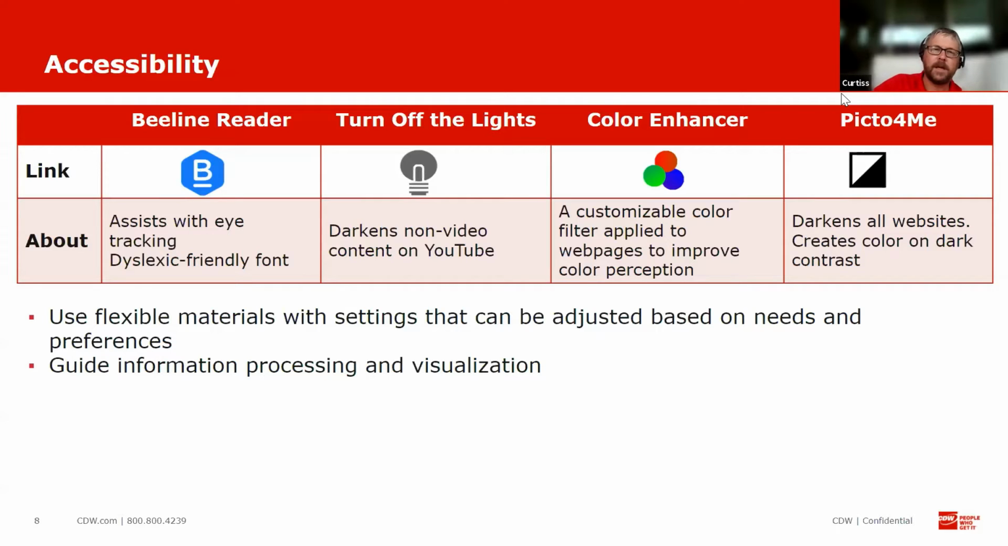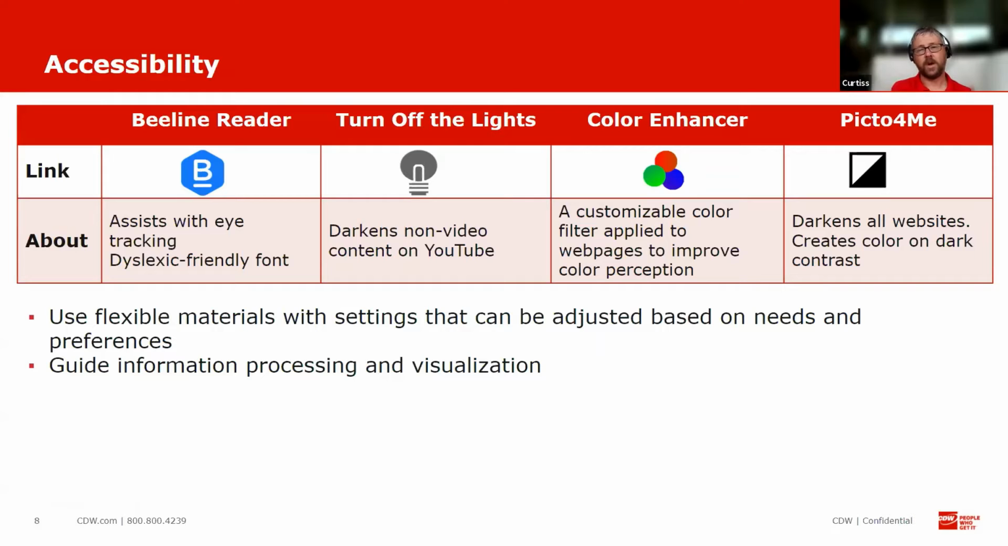So the first one to look at is Beeline Reader, and Beeline lets you do 100 different things, and it's a great program. I will say of all the ones here, even though I'm going to show you the free version, there is a paid version that you will have to look at getting to at some point. They only allow you to use the free version for so long. Turn Off the Lights: if you're on YouTube and you want to get rid of all that distraction, you just want to be on the video portion of it. That's what this one, Turn Off the Lights, does.